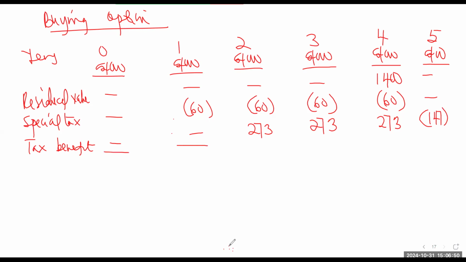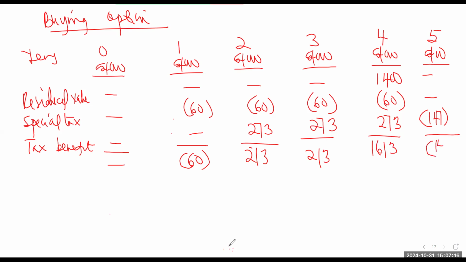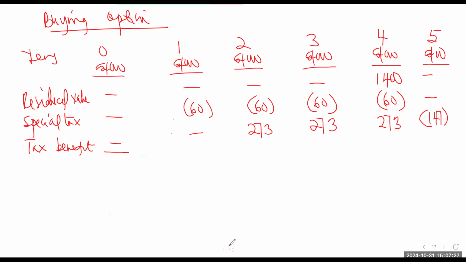So we now look at our cash inflows. So we have negative 60 here. This will be dash. This will give us 213. This will also give us 213. That will give us 1613. I hope that is correct over there. And this will give us 147. Okay, let's not total this for now.